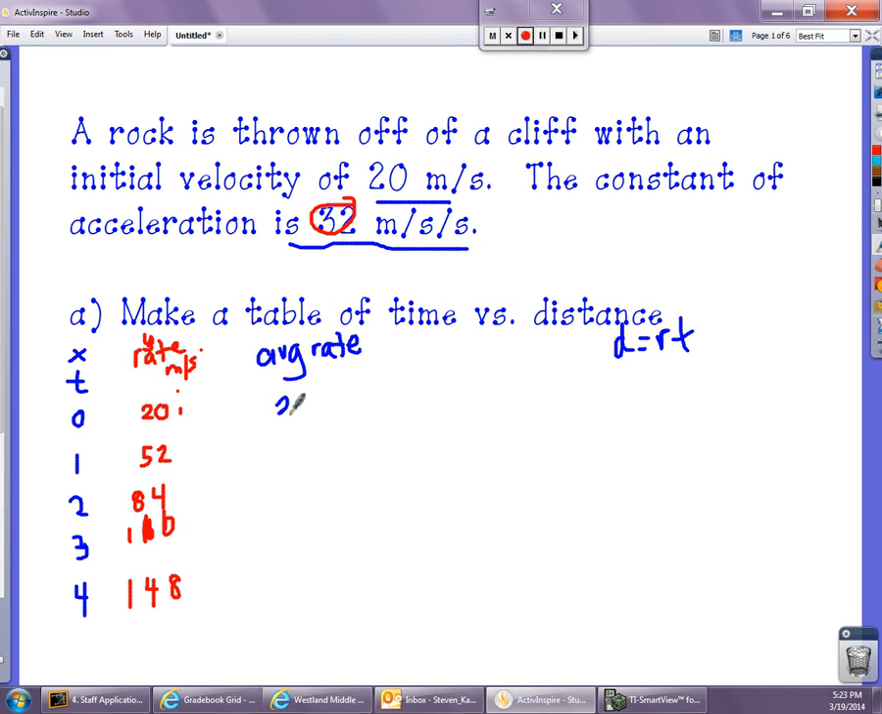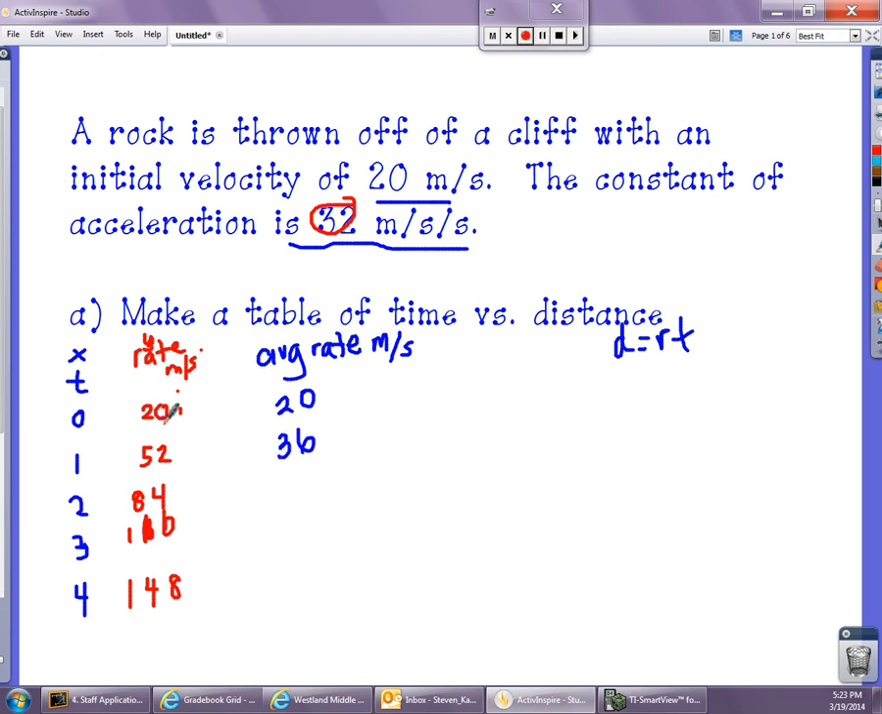Now to find average, well, the first one's easy because if all you've been going is 20 miles per hour, your average rate is 20. But to get each average rate, you take the rate that you're going at the end of 1 second, and you're going to average it out with what you started with. So we started at 20. We're at 52 meters per second. And remember, average rate is also in meters per second. So 20 plus 52 is 72. Divided by 2 is going to be 36.